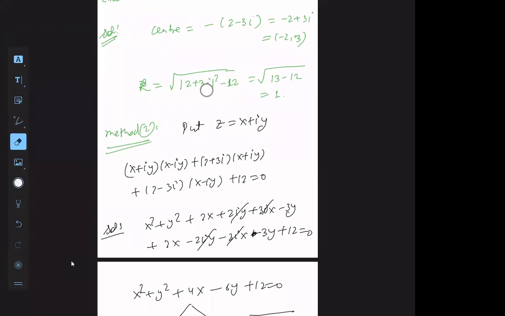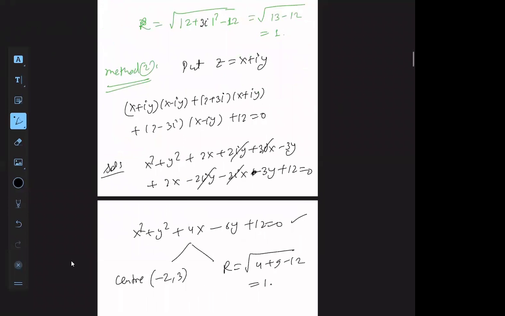If during exam you are unable to recall all these results, then just put z is equal to x plus iy and calculate the whole circle. It will take hardly 30 seconds to calculate this. You will get the circle. After that you can calculate the center and radius.